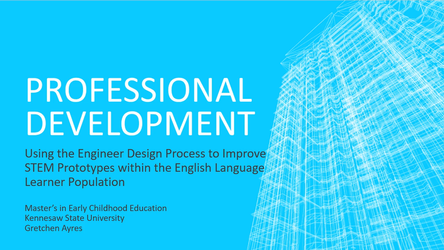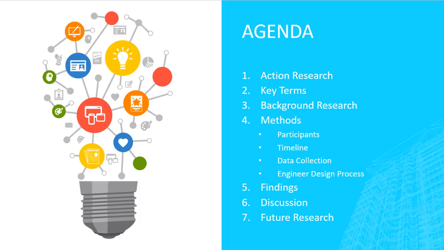My research was using the engineering design process to improve STEM prototypes within the English language learner population. And I am the science lab teacher at the school, so I was able to do this with many grade levels. Here's the things we're going to be going over: my action research, key terms, background research, my methods, my findings, discussion, and future research.